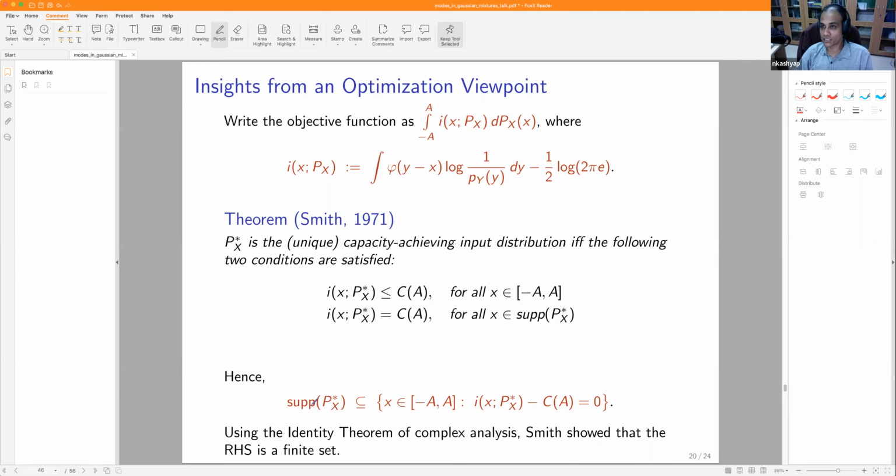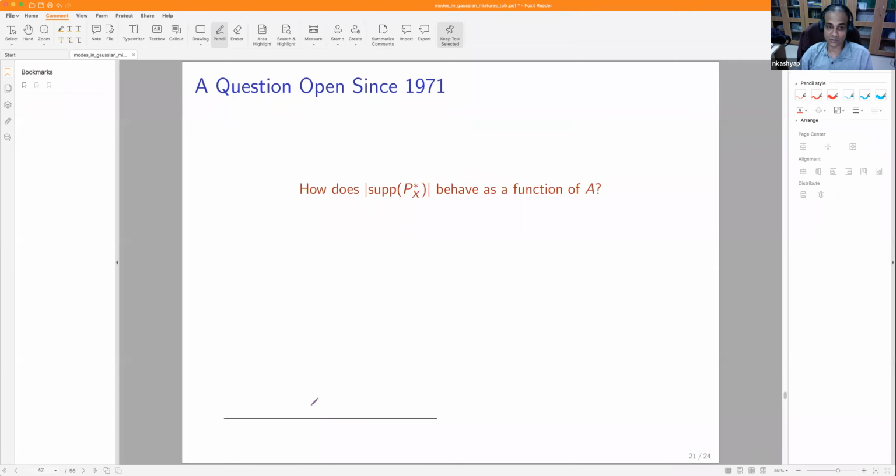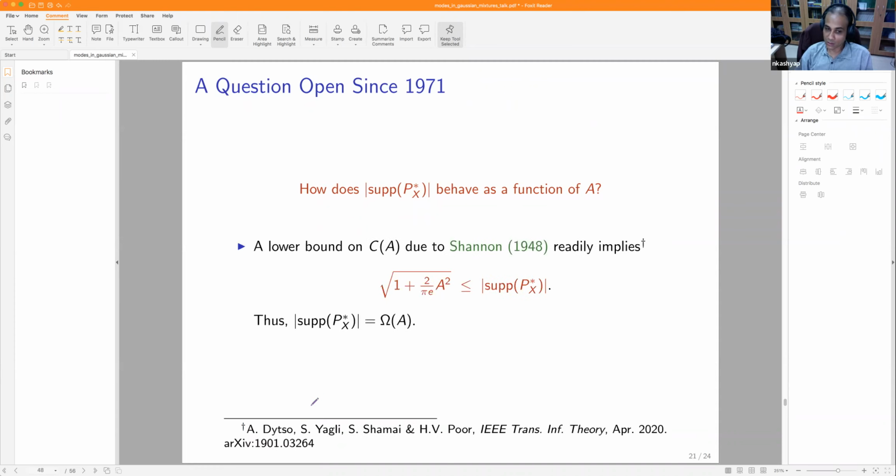But how many support points must it have? How many mass points must it have? That's the question we do not actually have an answer to. There are lower bounds. There's a lower bound due to a result of Shannon long back, which says that the number of mass points of the optimal input distribution grows at least linearly in A. That much we know. This falls out of Shannon's theorem.